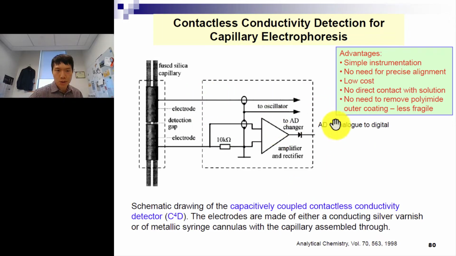This is a drawing using more physics, but as chemists we don't need to pay attention. The advantage is simple instrumentation, low cost, no need for precision alignment, right? And no need to have contact with the solution. This is one of the key points. No need to remove the polyimide outer coating, so it's less fragile.